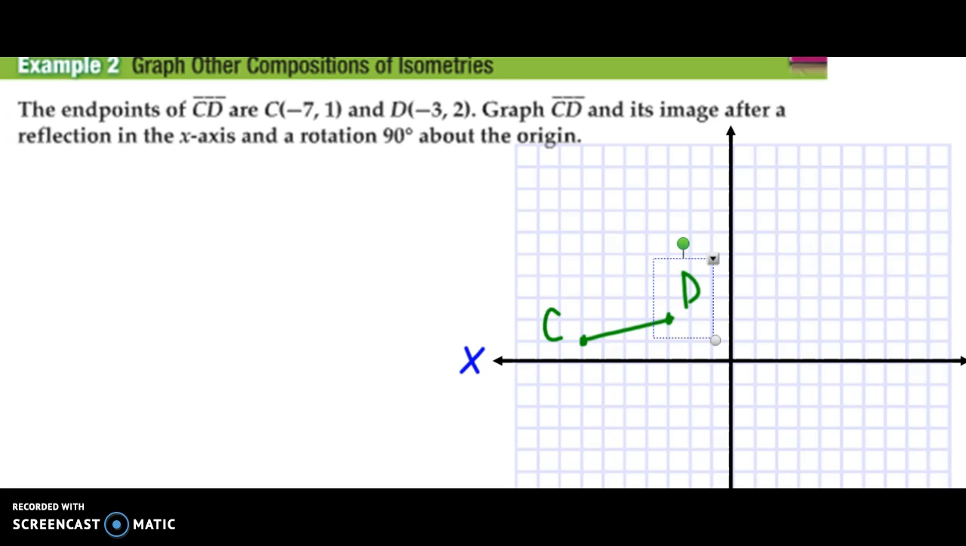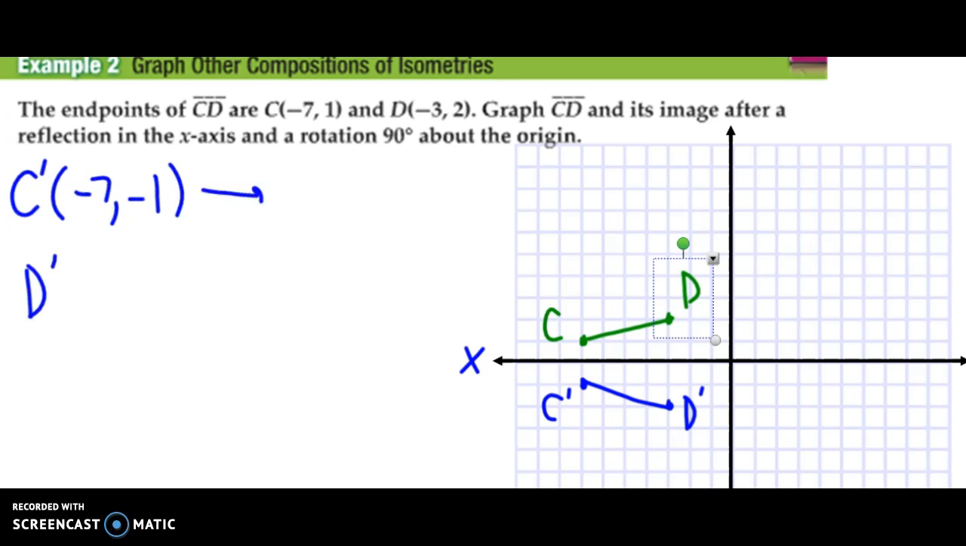Okay, so first I'm going to reflect it over the x-axis. Remember, here's the x-axis. So since it's 1 above, my new reflection, C prime is going to be 1 below. 2 above, it's going to be 2 below. Okay, so that's my new one. Now I have to rotate it 90 degrees about the origin. So now we're going to have to remember our rotation rules for 90 degrees. So remember, C prime is going to be the point -7, -1, and D prime is going to be the point -3, -2. Okay, and so now we're going to go to C double prime and D double prime.